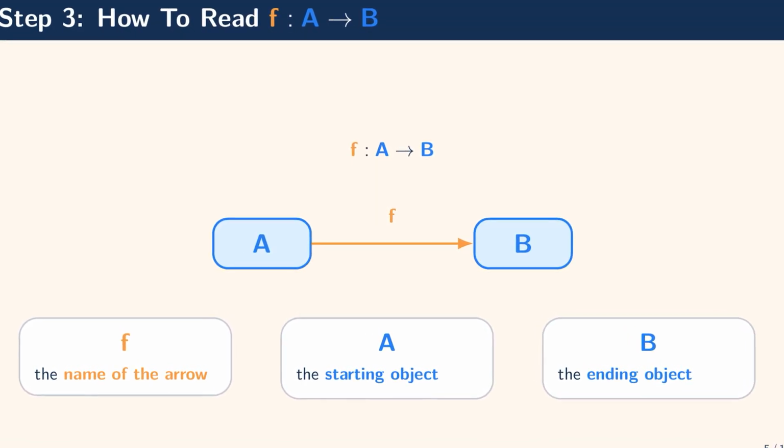The letter F names the arrow. A is the starting object, and B is the ending object. So the notation packages together the arrow's name, where it begins, and where it ends.